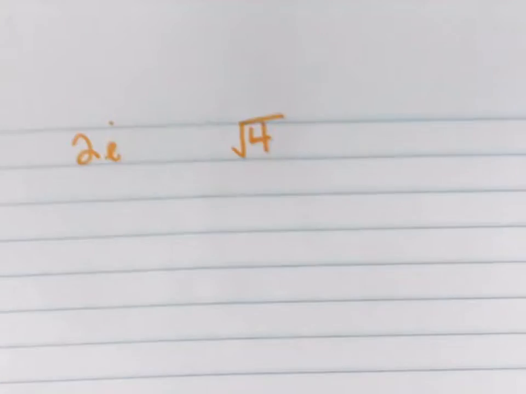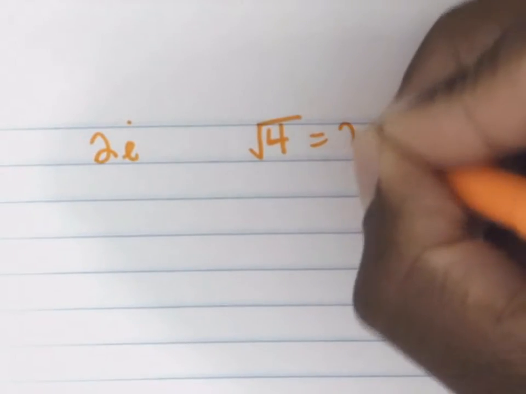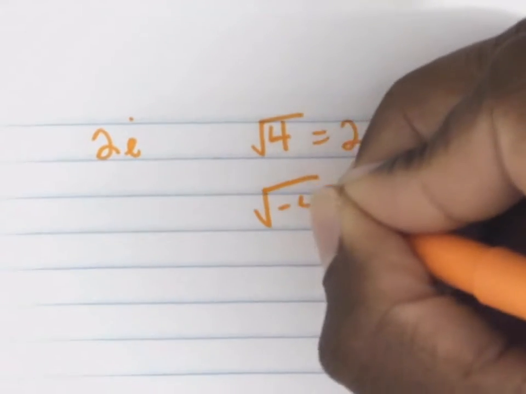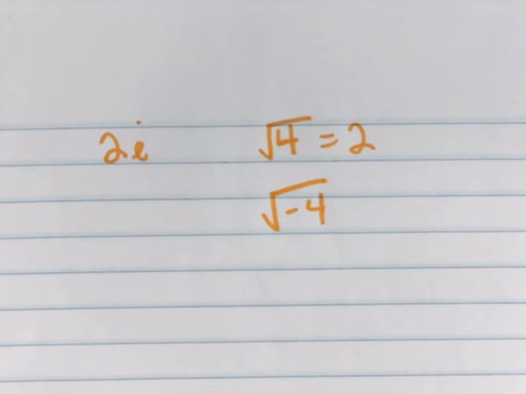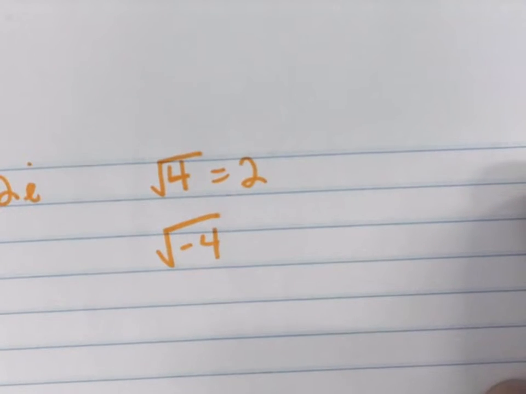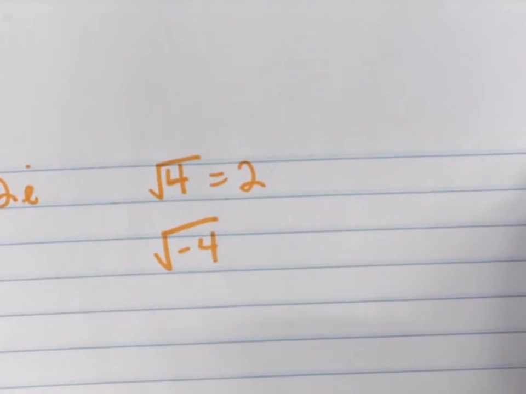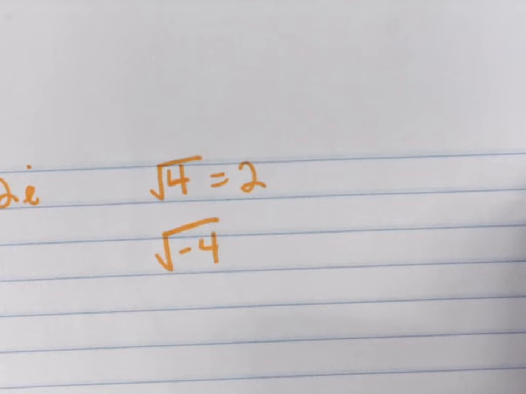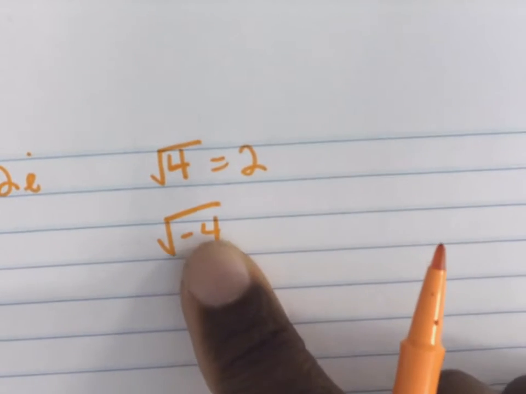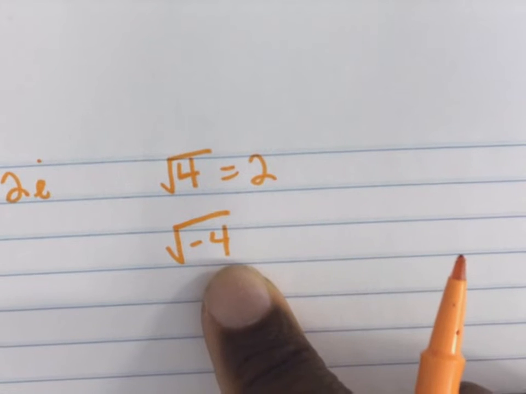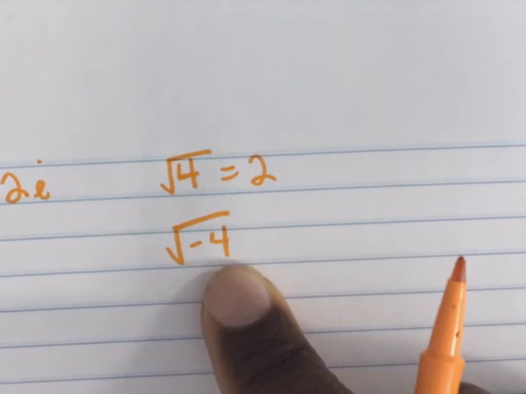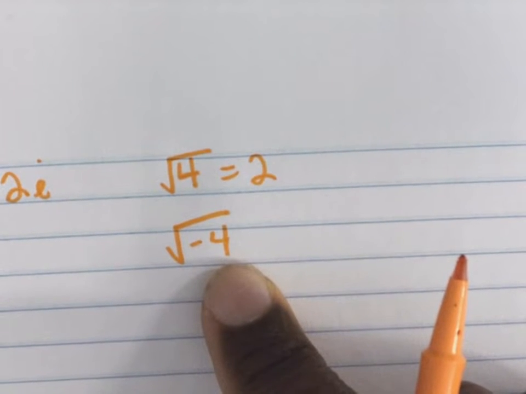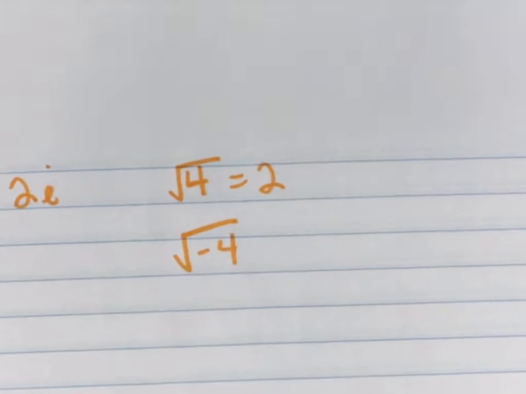Let me ask you this. What's the square root of 4? 2. What's the square root of negative 4? 2. Negative 2. No. Imaginary. Oh, right, can't be negative. Can't be. There's no such thing. It's only root negative 4. You cannot do this. There's no number I can square to get negative 4. Just impossible.